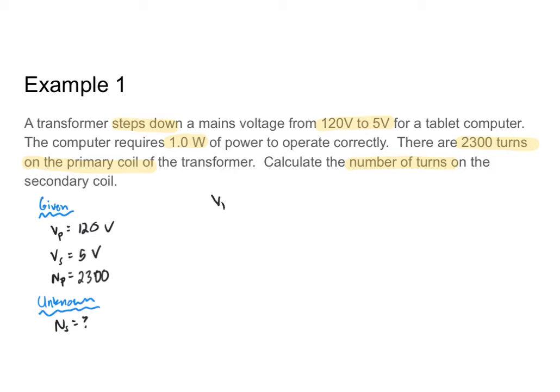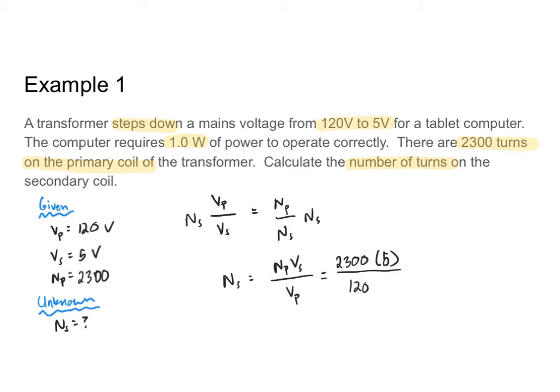So I know that VP over VS equals NP over NS, or NS is equal to NP times VS over VP. And I'm going to get that by multiplying both sides by NS and then dividing both sides by VP over VS. So what that is going to give me is that the number of turns in my secondary coil is equal to 2,300 times 5 over 120. Or, plugging that into a calculator, 96 turns. And there you have it, guys.